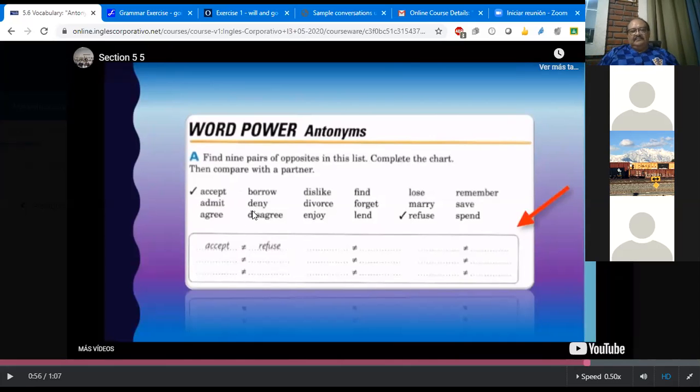Okay, what could be a sentence using accept and refuse? I refuse that invitation. I accept the new job. Okay. I refused his invitation, but I accepted his present. Exactly. I refused the raise in my job, but I accepted a better job or a new job. So this is something that we can probably use with these pairs of words.